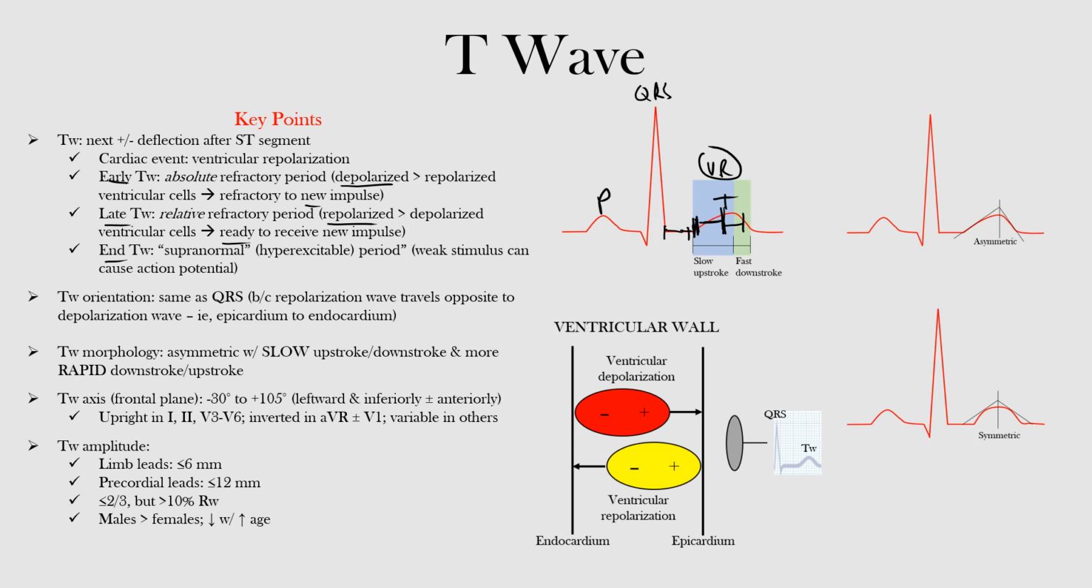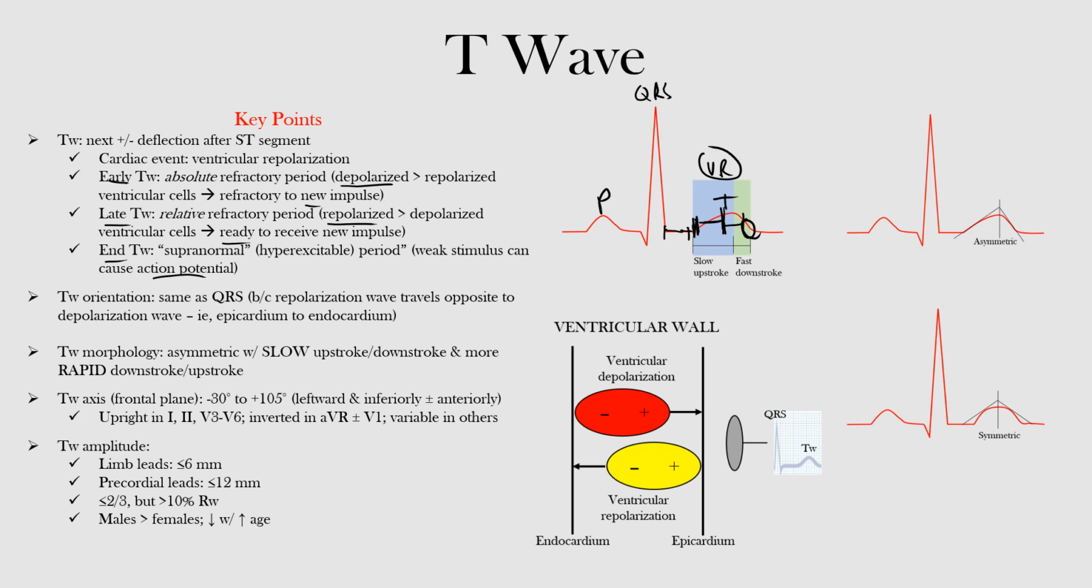And then we have the end of the T wave. Okay, so this portion right here, right at the end of the T wave, and this is sometimes referred to as the supranormal period or hyperexcitable period, in which even a weak stimulus can initiate an action potential. Okay, so everything's pretty much repolarized, all the ventricles, and even a weak stimulus can come down that area and cause an action potential to go about.